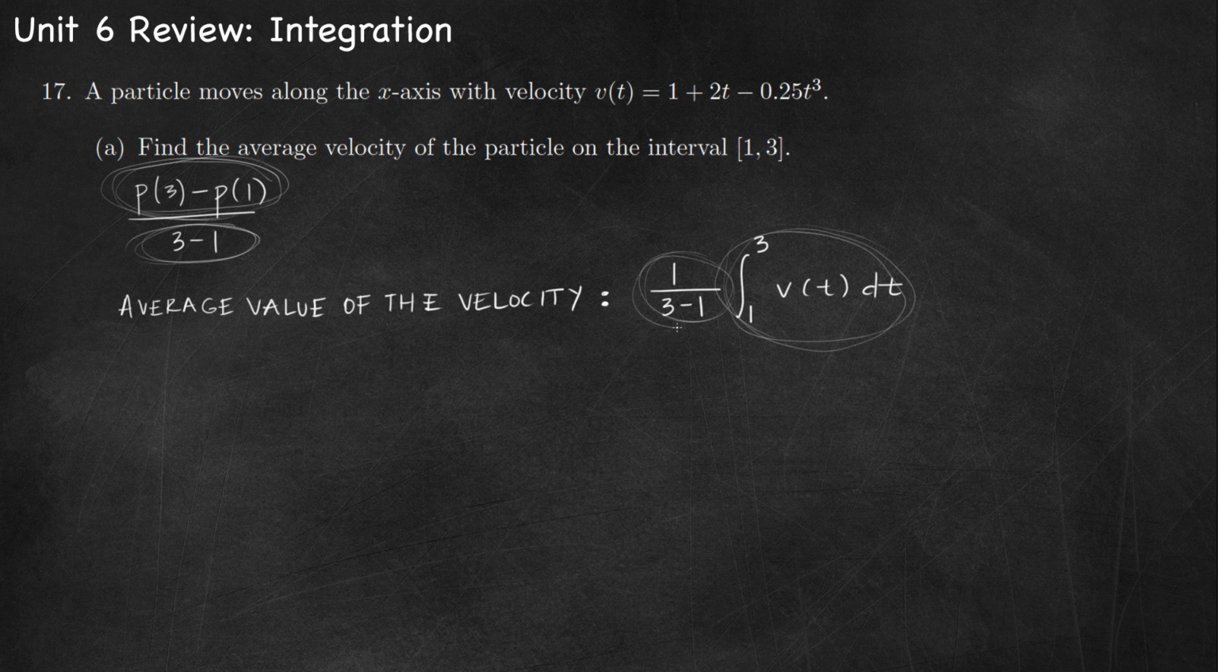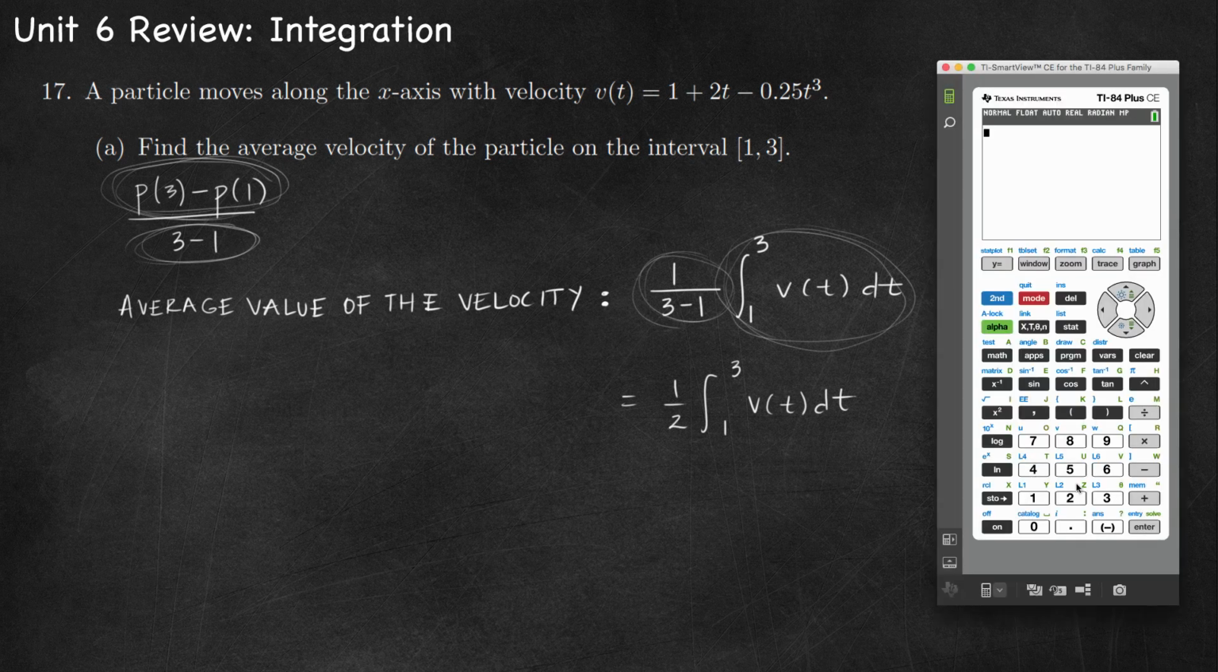So 1 over 3 minus 1, 3 minus 1 is 2, so now I can just say 1/2 times the integral from 1 to 3 of v of t dt. Now we can integrate v of t by hand just using our power rule. It wouldn't be too bad, but let's go ahead and use our calculator to integrate this. So I'm just going to keep calling it v of t for the time being, and let me pull up my calculator.